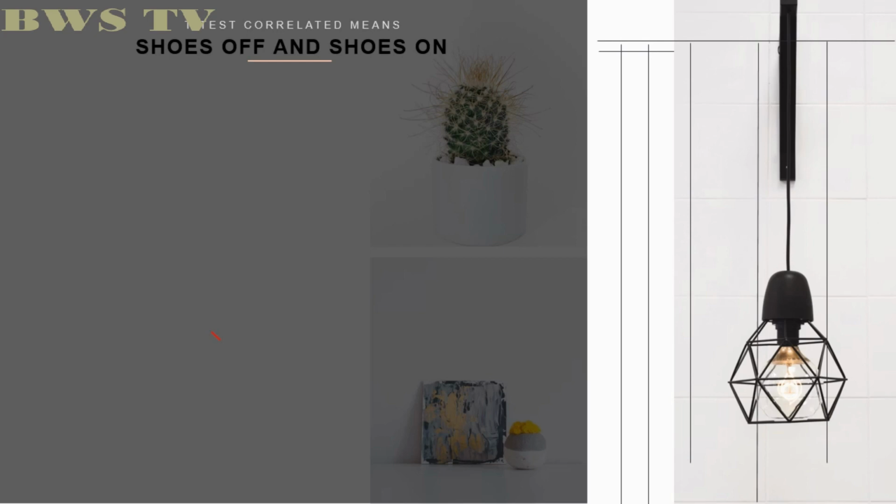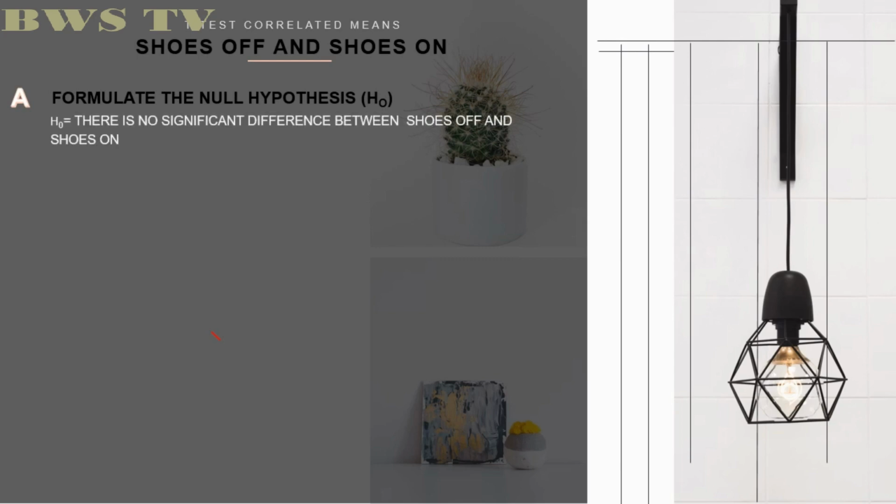The name of this example is shoes off and shoes on. The first step is to formulate the null hypothesis, and it will be there is no significant difference between shoes off and shoes on. Now we will be proceeding to the second step, which is testing the null hypothesis.